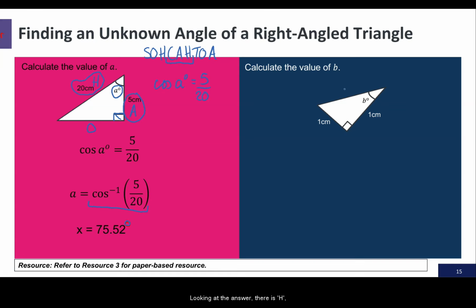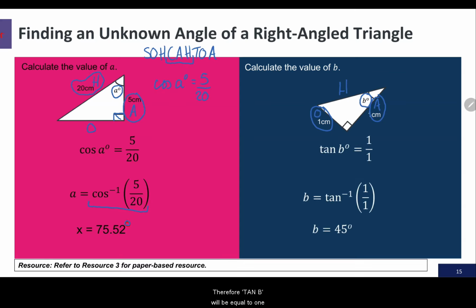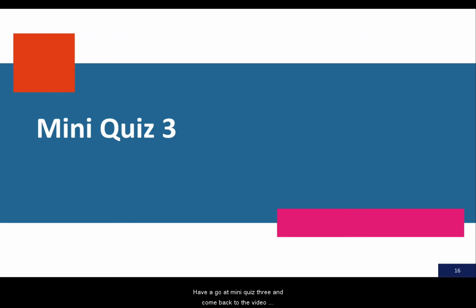Looking at the answer, there is H, there is O, there is A, we know A, we know O, and we would like to calculate this angle. Therefore, tan B will be equal to 1 divided by 1. Therefore, B equals inverse tan 1 divided by 1. Therefore, B is 45 degrees. Have a go at mini quiz 3 and come back to the video when you're done.